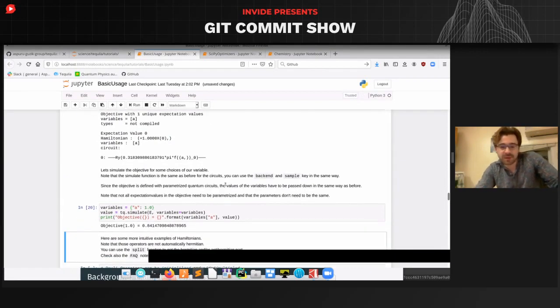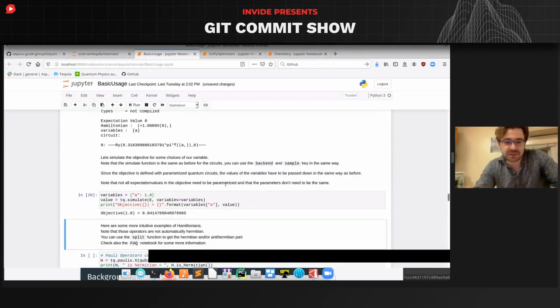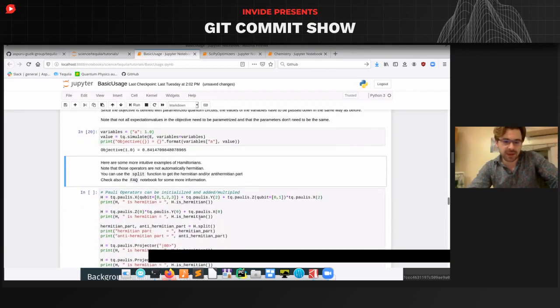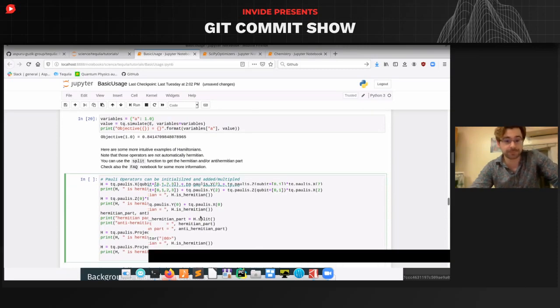Simulating it with the parameter a equals 1.0 gives us back an expectation value of 0.84147. This is a bounded expectation value since it's a single Pauli word, so it has to be between 1 and -1. But let's say that we cared about this and we wanted to optimize it. Or let's say we wanted to do it with some other circuit.